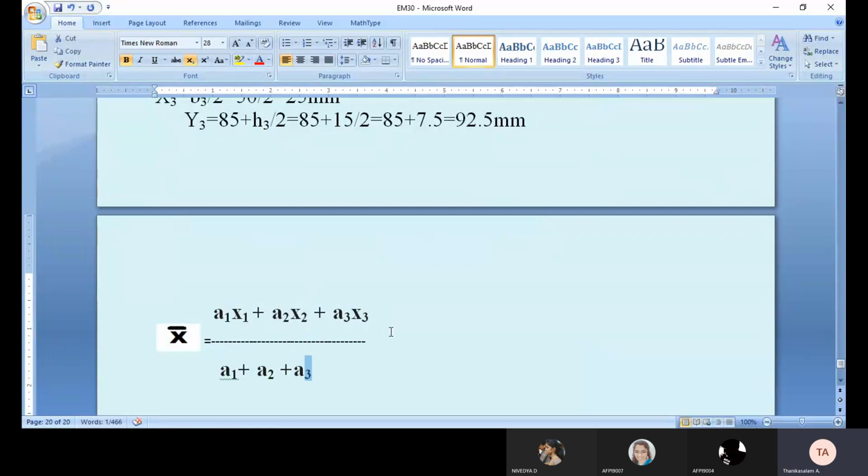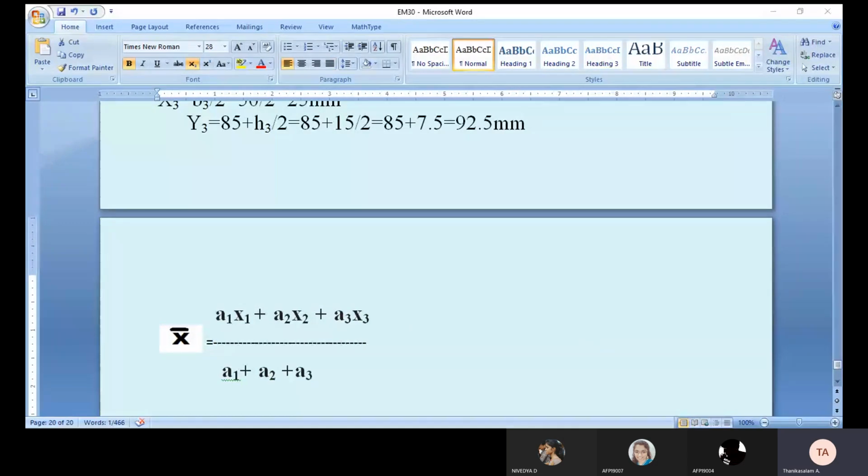Similarly, what is y bar? A1 y1 plus A2 y2 plus A3 y3, divided by A1 plus A2 plus A3. Okay, with that, I want to stop today's session.